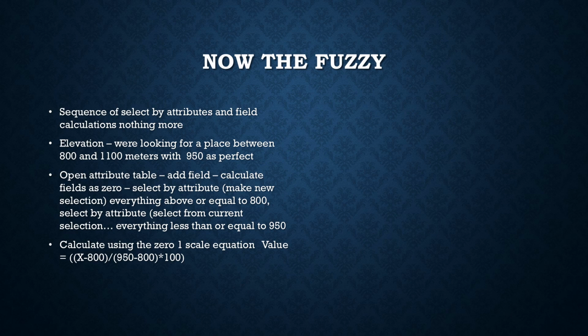We're looking for an elevation range between 800 and 1100 meters. 950 is perfect. So we're going to open the attribute table, add a field, calculate the field as zeros. We're going to go select by attribute, make a new selection, select everything above 800. Then from that, select everything less than or equal to 950. Apply this equation and it all works out.